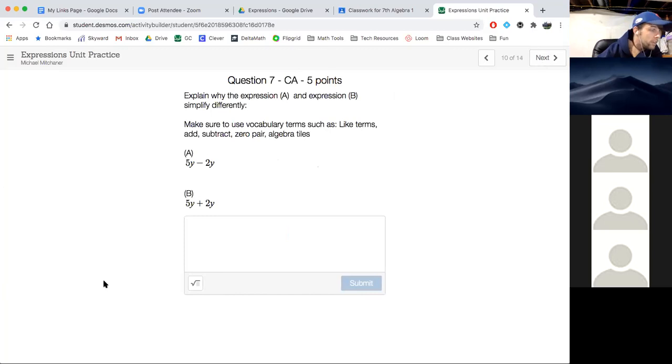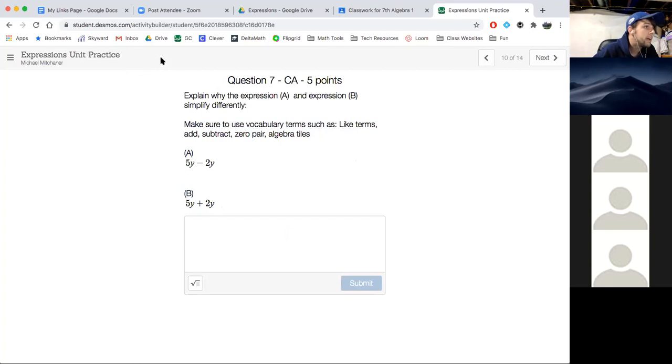All right, let's look at the first one. Explain why the expression A and expression B simplify differently. Okay, so we're looking at these 2 expressions, A and B. Here, I'm giving us some clues of terms that we could use. Make sure to use vocabulary terms such as like terms, add, subtract, zero pair, algebra tiles. You don't need to use all of these, but it's just a hint of some things that might be useful, and you might think of something else that might fit here as well.